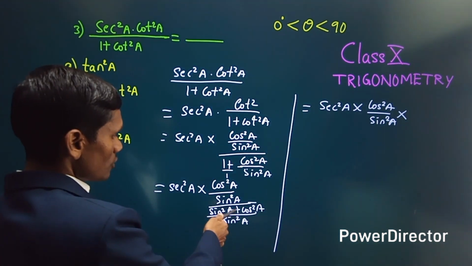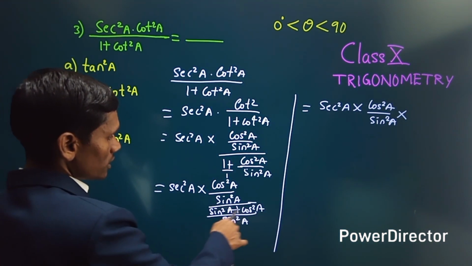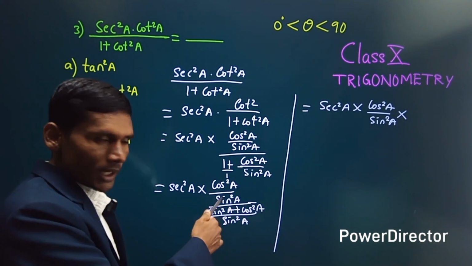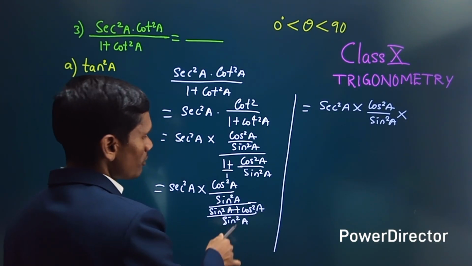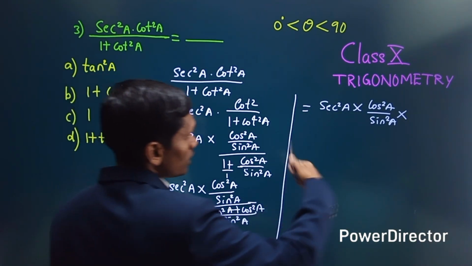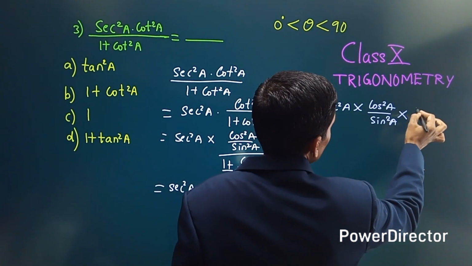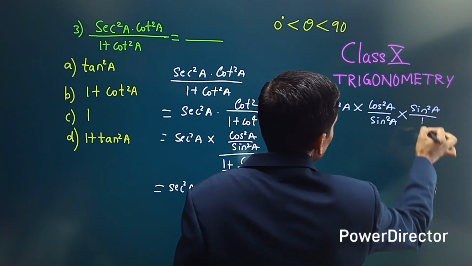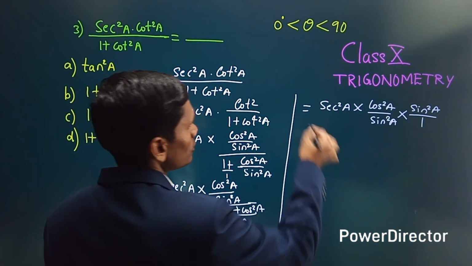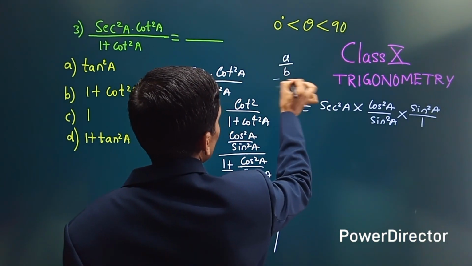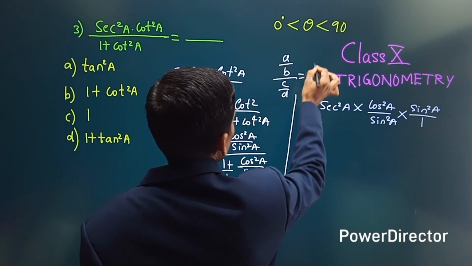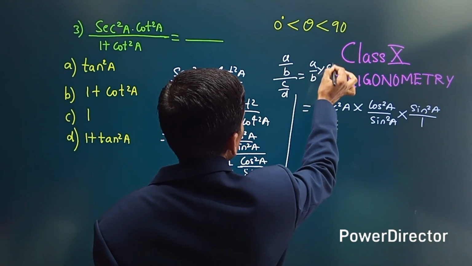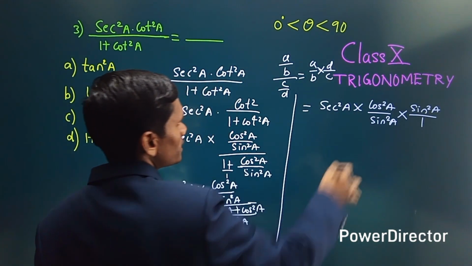Into, just reverse this and write. This becomes 1, as sin square A plus cos square A is 1, right? Divided by sin square A, means 1 upon sin square A. If you reverse and write, this becomes sin square A upon 1, right? This is according to that formula: (a upon b) divided by (c upon d) is a by b into d by c, right? According to that, we are changing this.